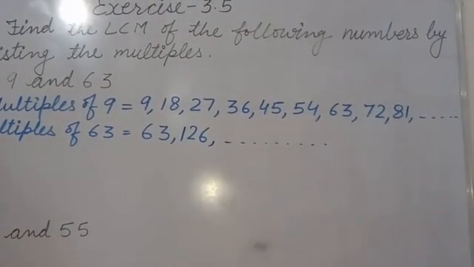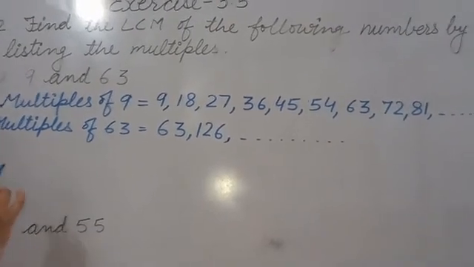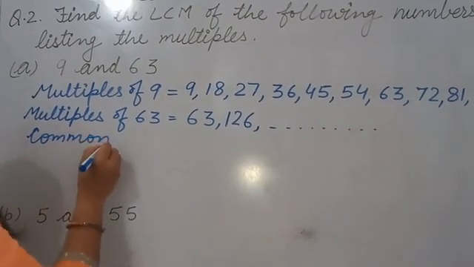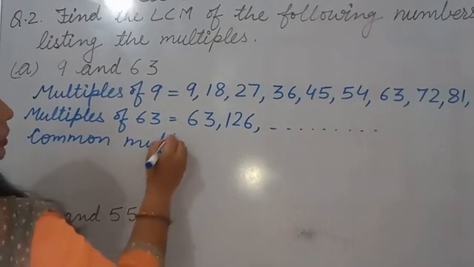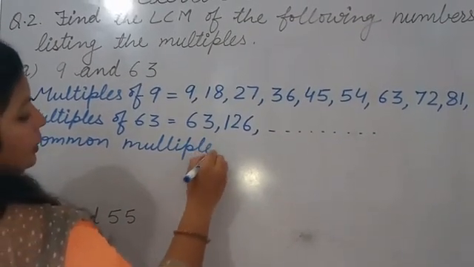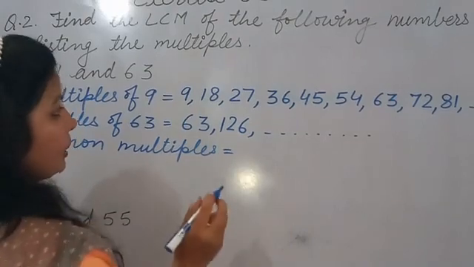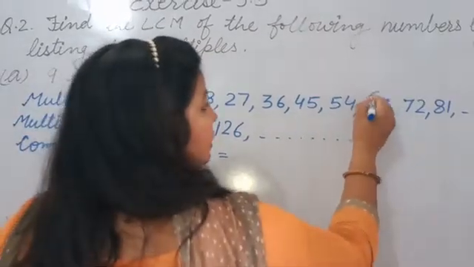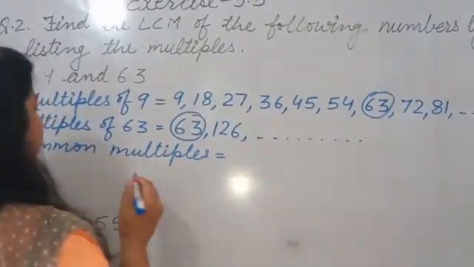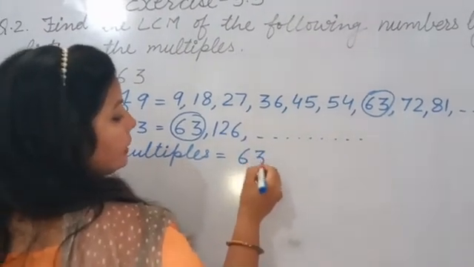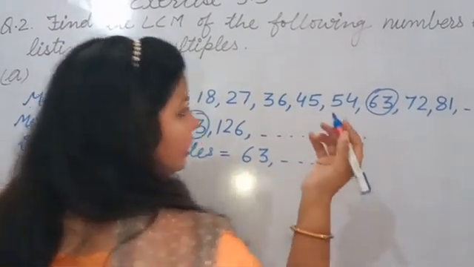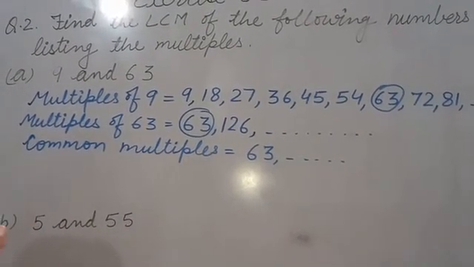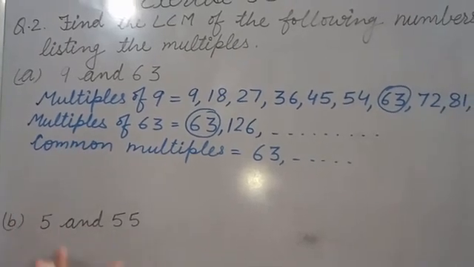Okay. Now we should find the common multiple. So we write here common multiple. First of all, which is the common? 63 is common. So we can circle 63. This is the common one. So we write here common multiple 63. After that you will also get more common ones, but here we find only one. No need to write more of the table. Once we get the first common, we can leave it. Okay, because we require only the first common multiple.